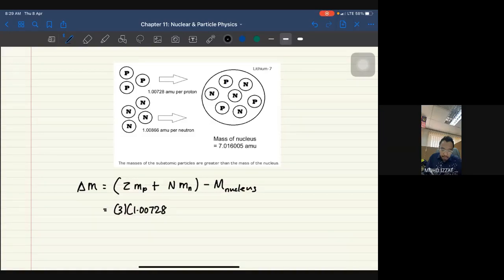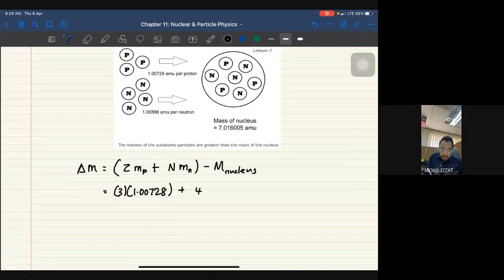So this one should be 3 multiplied with 1.00728, plus 4 multiplied with 1.00866, minus 7.016005.